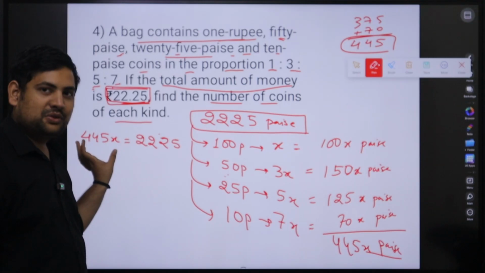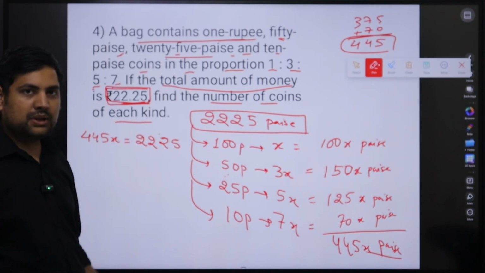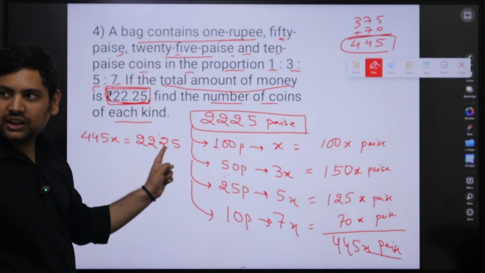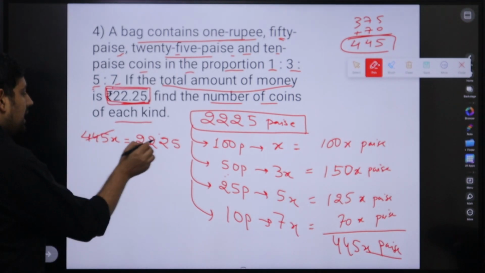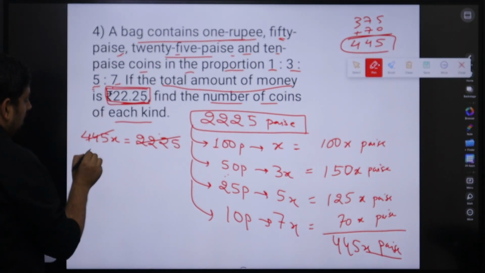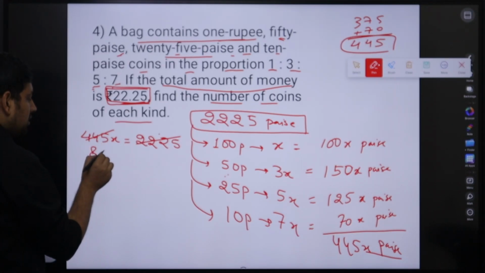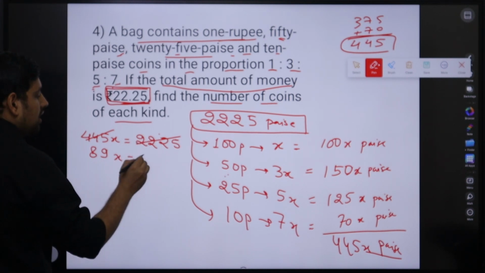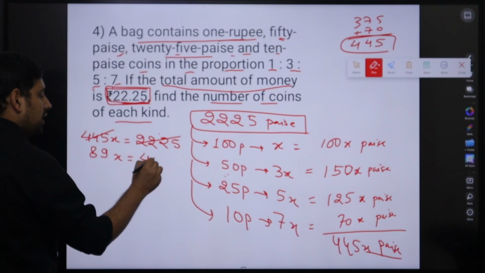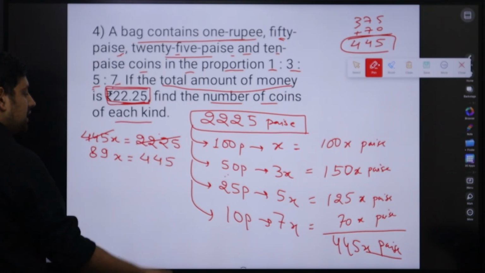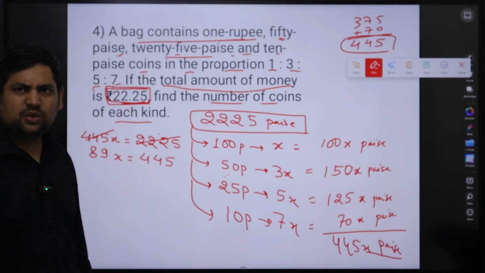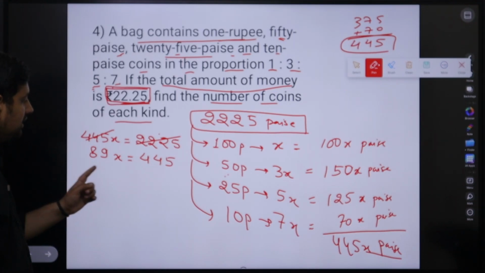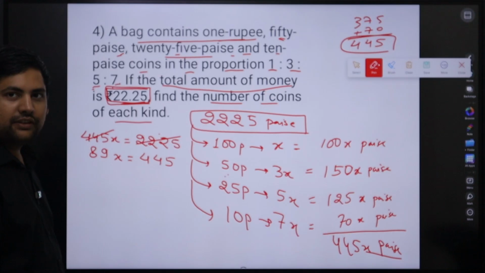for some students, they stop here, because they are not able to handle these big numbers. So what you can do, if you're not seeing it directly, you can just start cancelling out. You can see 5 is a factor, correct? 5 is a clear factor. So you cancel it out like this. 5 into 89 is 445, and 2225 divided by 5 is 445. So it becomes 89x is equal to 445, correct?